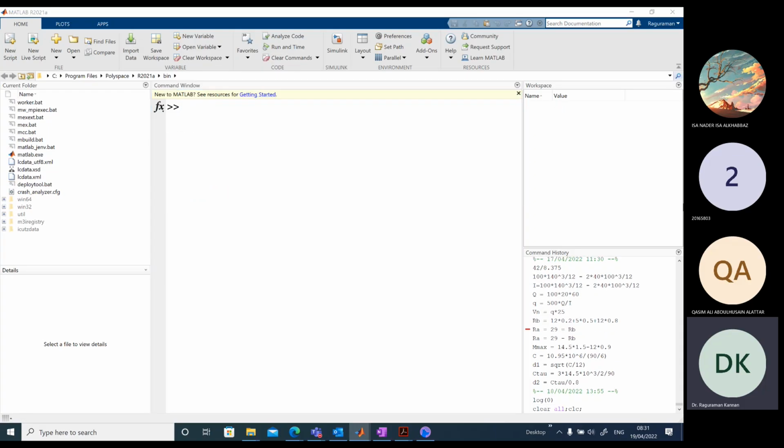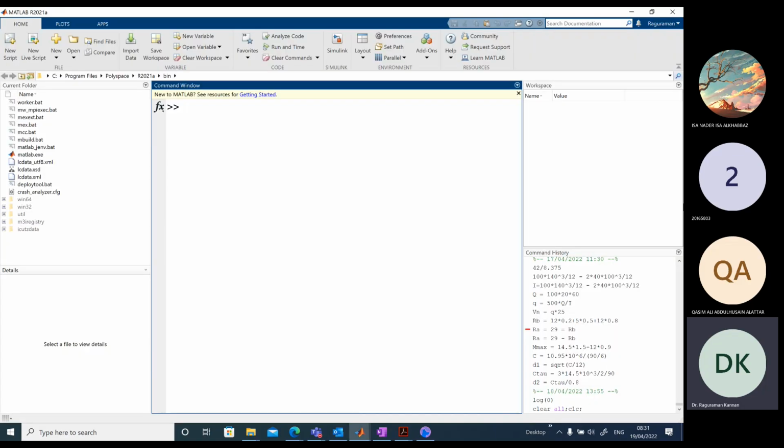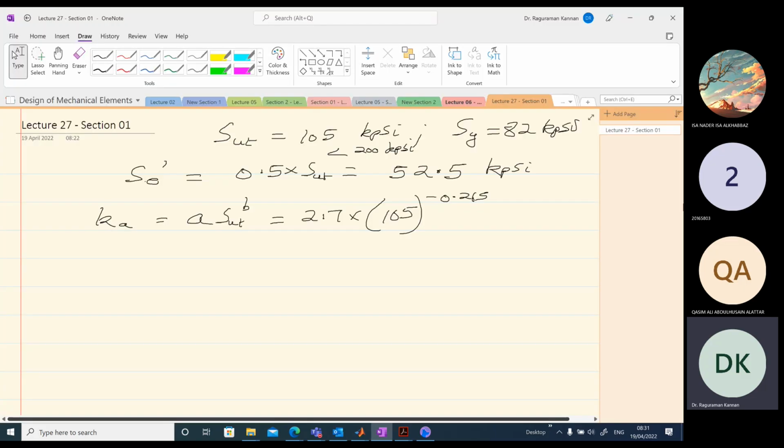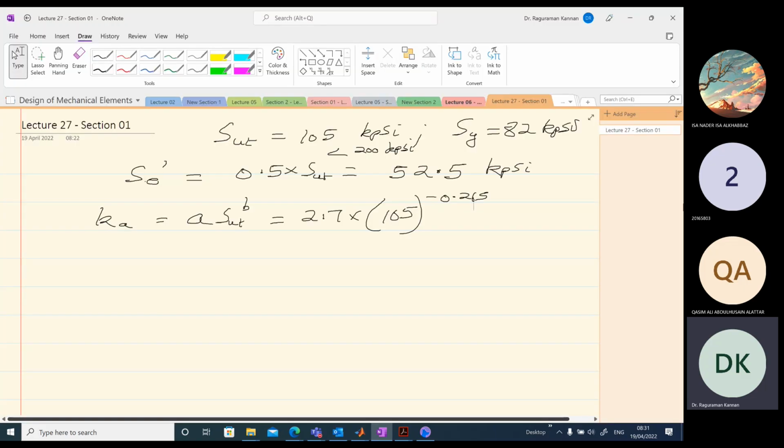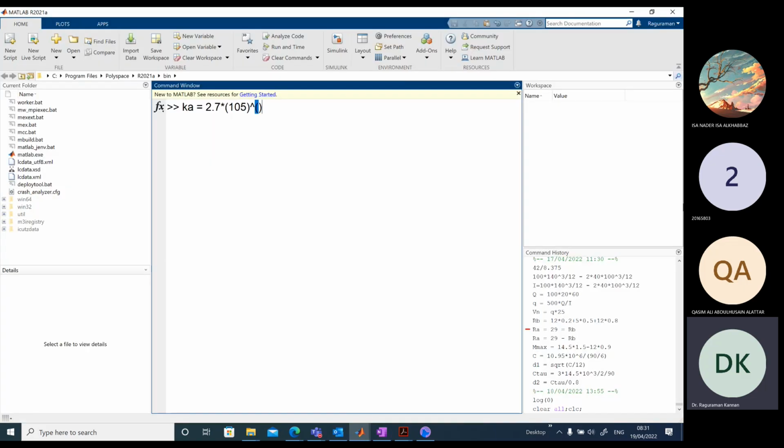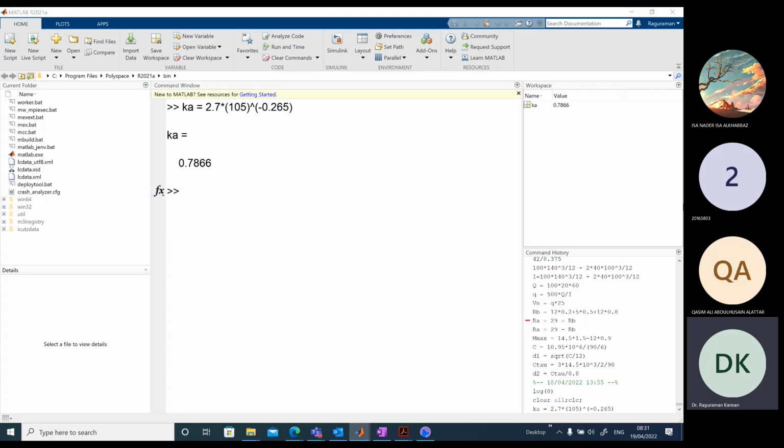Let's clear everything and start from the beginning here. You first calculate Ka, the Marin factor. a is 2.7 times 105 raised to the power minus 0.265. That gives 0.7866.